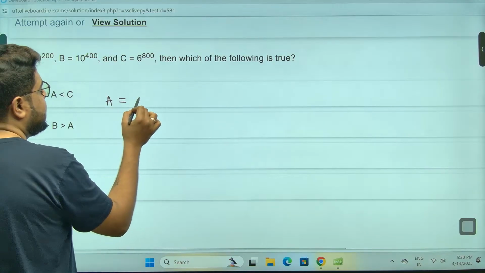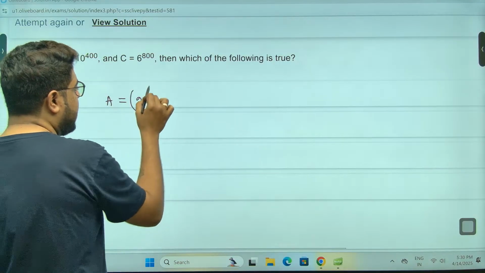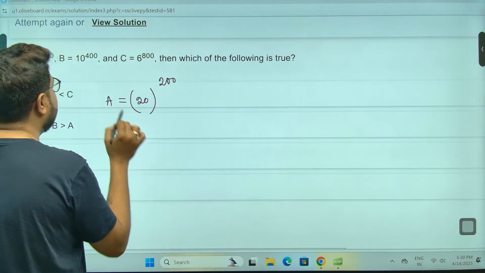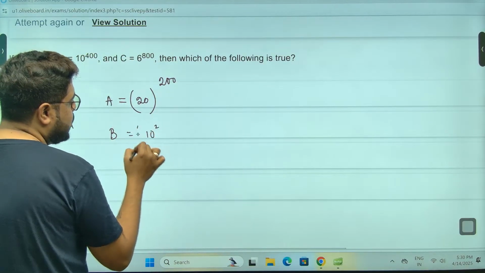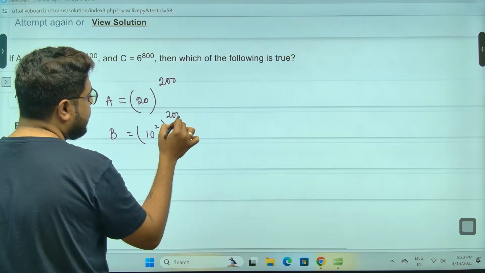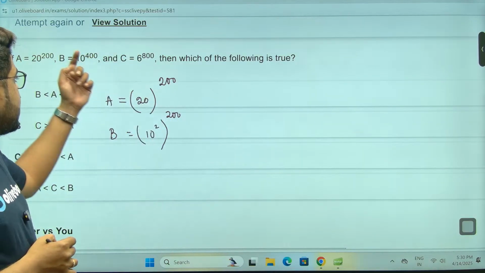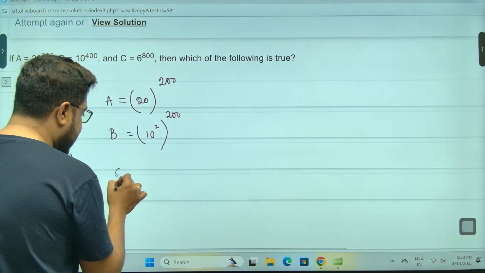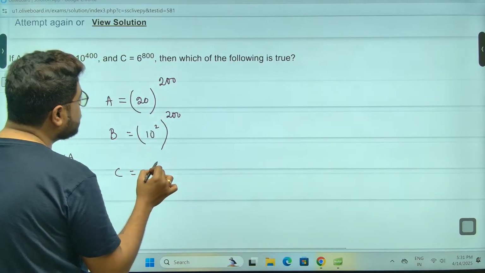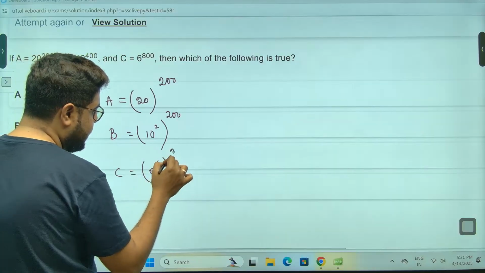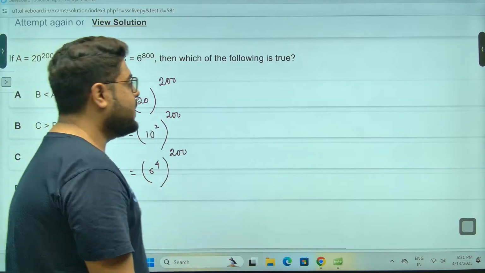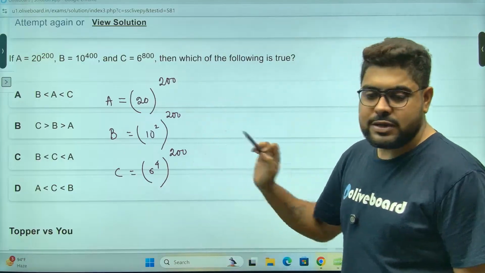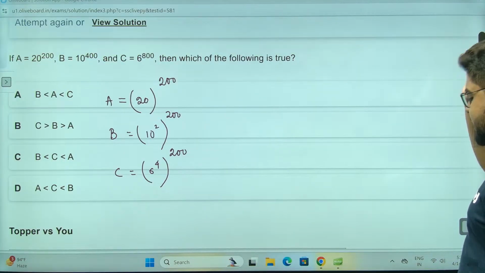A, I can write as 20 to the power 200. You see what I'm doing. B becomes 10 to the power 2, to the power 200. Can I do this? Yes, because 400 means 2 into 200, indices rule. C I can write as 6 to the power 4 times 200. Now, what have I done? I have made sure all the powers are equal. Please understand.